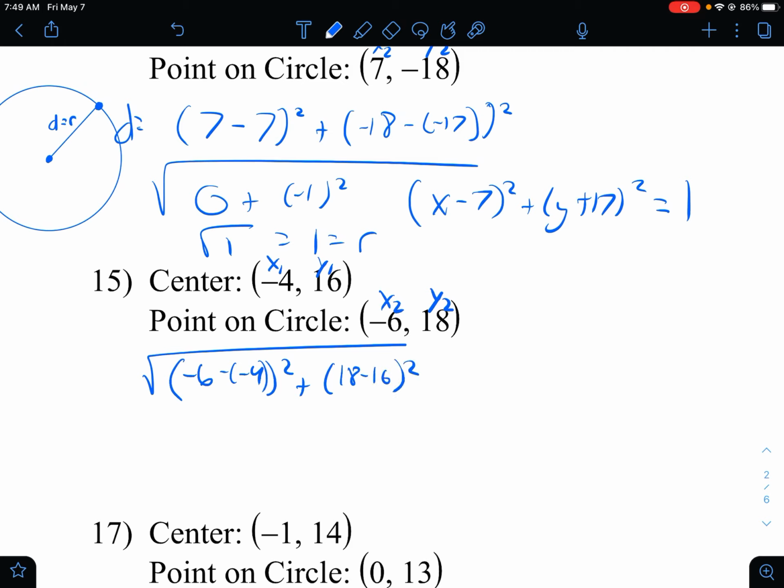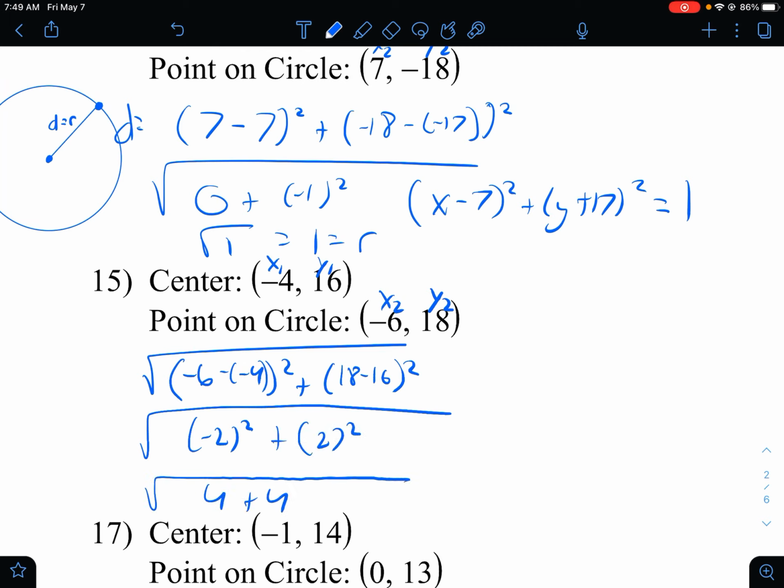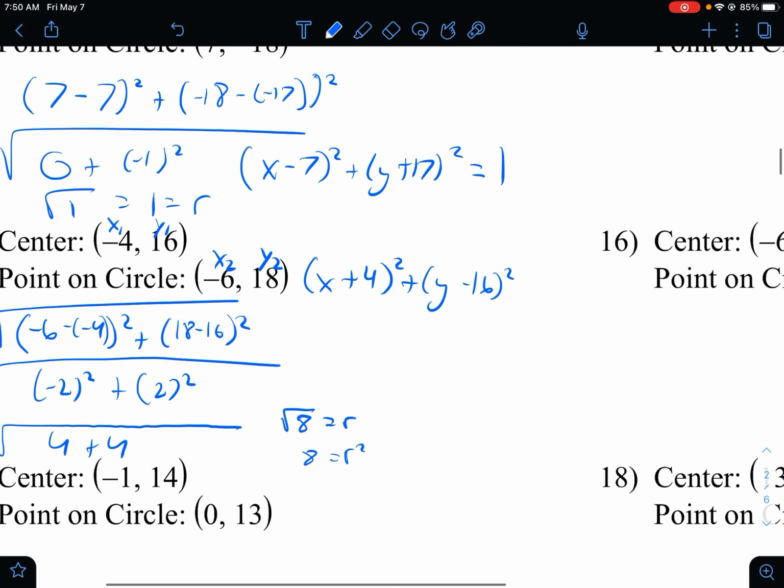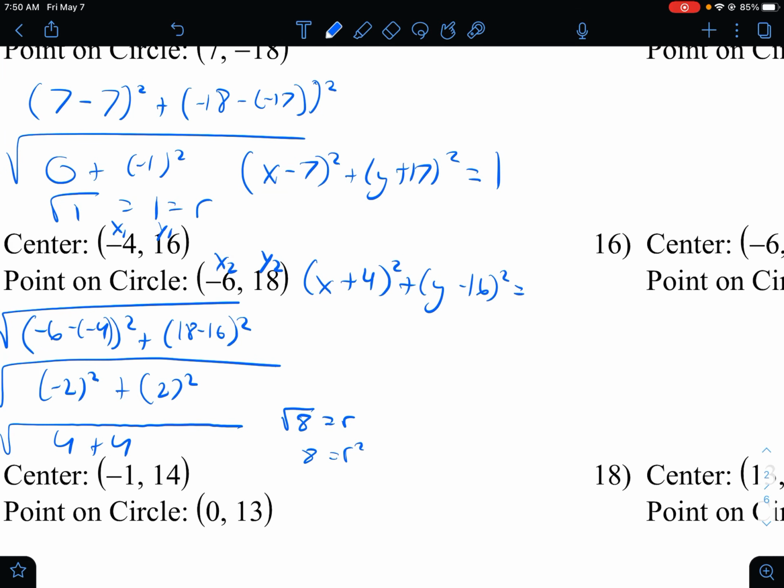All right, and then we end up with, let's see, negative 6 plus 4 is negative 2. And then we get 2 squared, which is going to give us 4 plus 4. So we get root 8, which is our radius. So our radius squared is just going to give us 8. So we end up with (x plus 4) squared plus (y minus 16) squared equals 8.